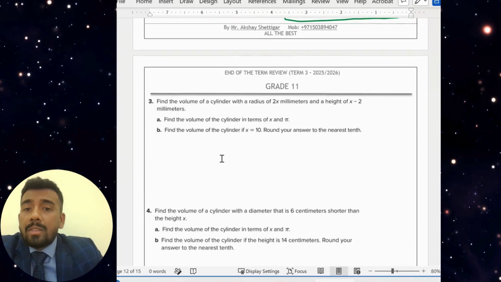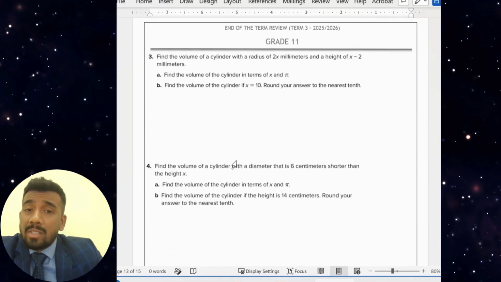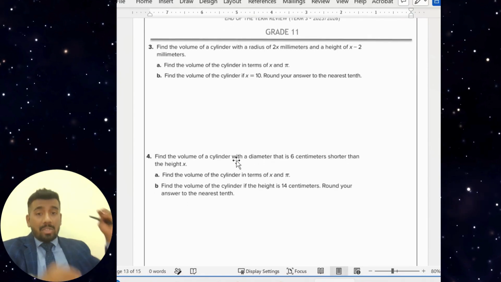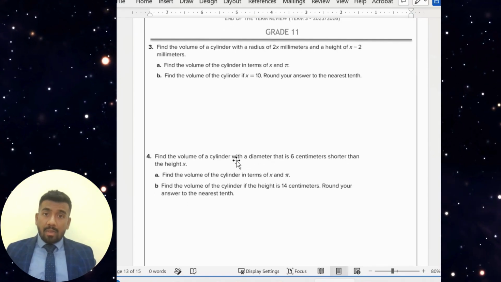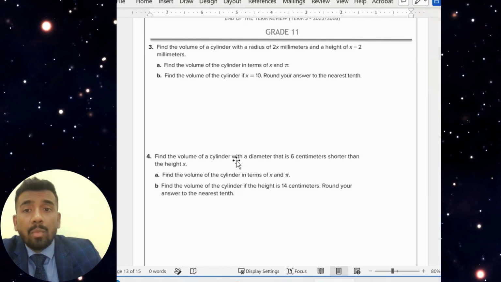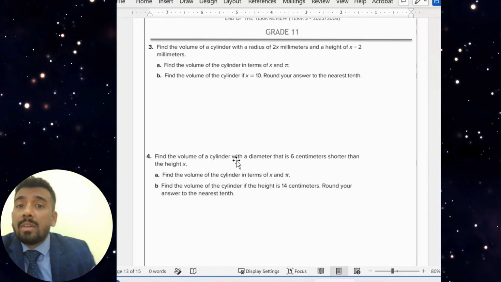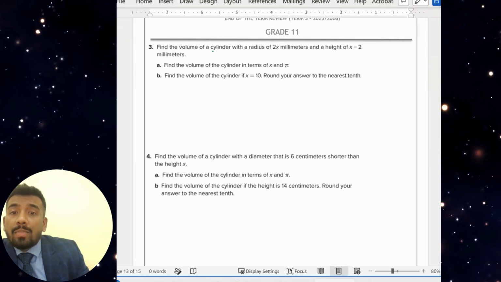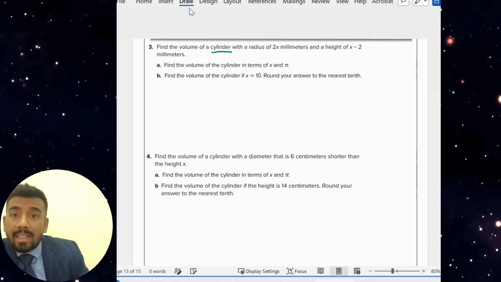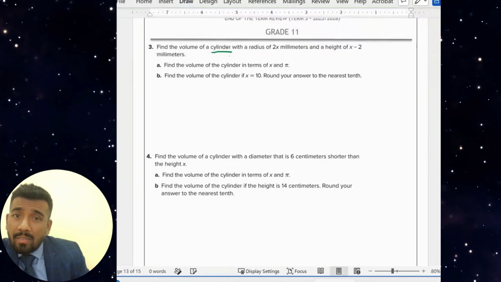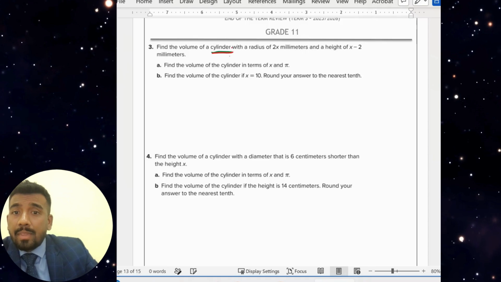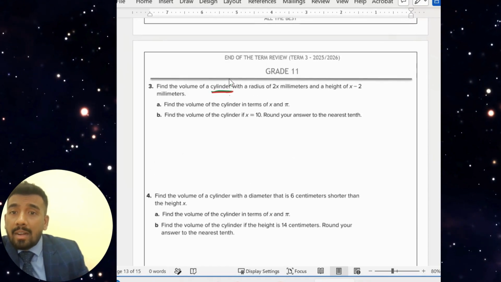Now, these kinds of questions are much easier. You don't have to get too involved in this question. Let's read this. Find the volume of a cylinder. Now, this is something new. We didn't do the volume of a cylinder until now. So what's the volume of a cylinder? I'll write it down over here.